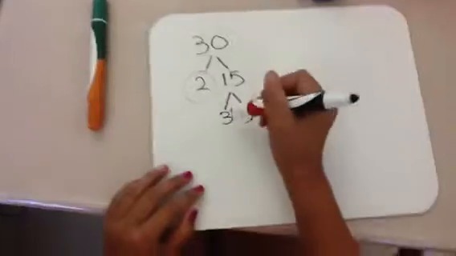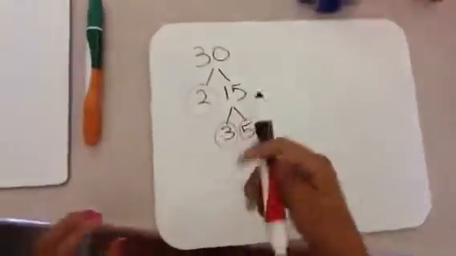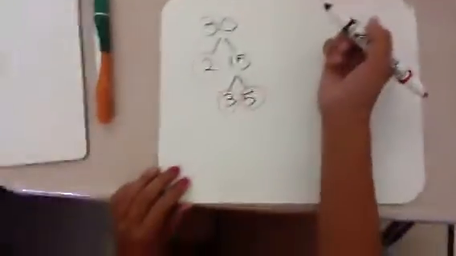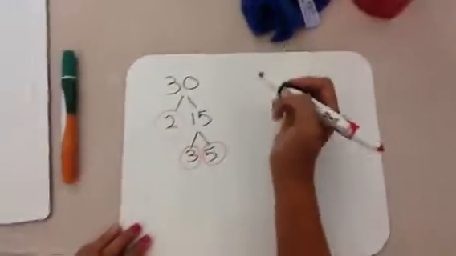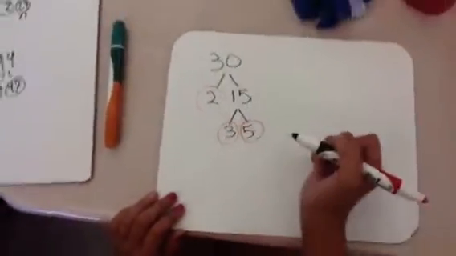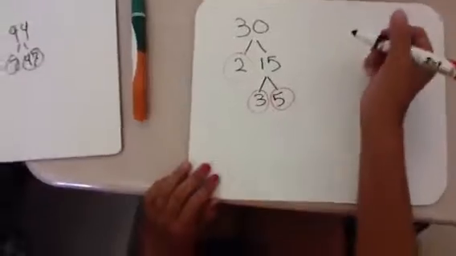Now, what is a prime number? A prime number is a number that no other numbers can go into except for 1. Now, 15 is a composite number because something else can go into it besides 1, which is 3 and 5. So, you don't circle 15 because that's a composite number. Now, we're going to move on to 58.